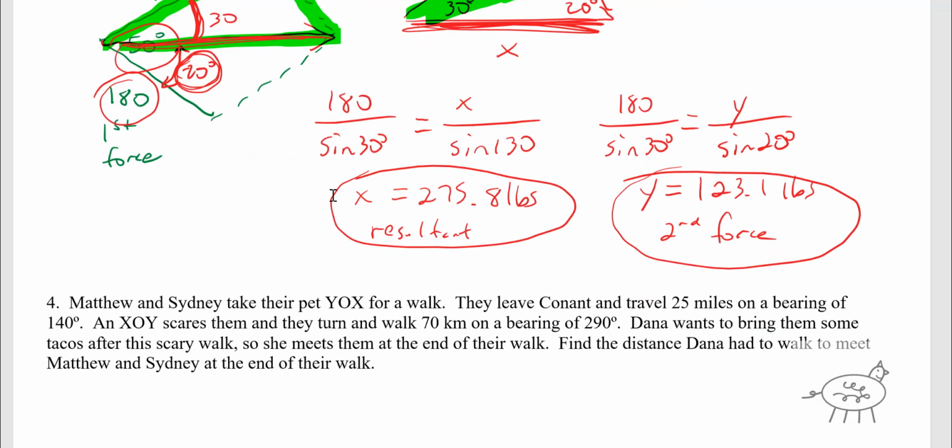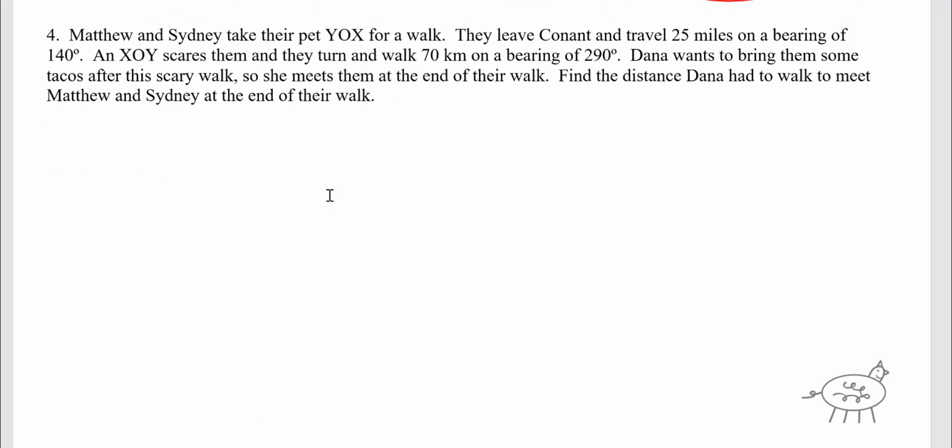Okay. Last problem here. Matthew and Sydney. Good old Matthew and Sydney. Matthew and Sydney take their pet yachts for a walk. Isn't that nice? They leave Conant and travel 25 miles on a bearing of 140 degrees. Remember, bearing, very important. So remember, as soon as you see the word bearing, you got to draw a bearing line.